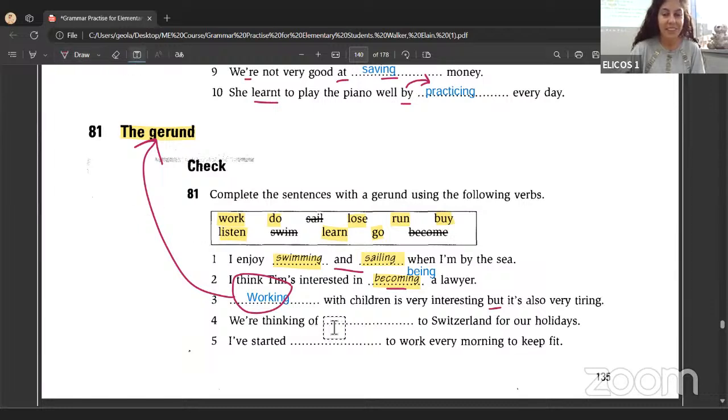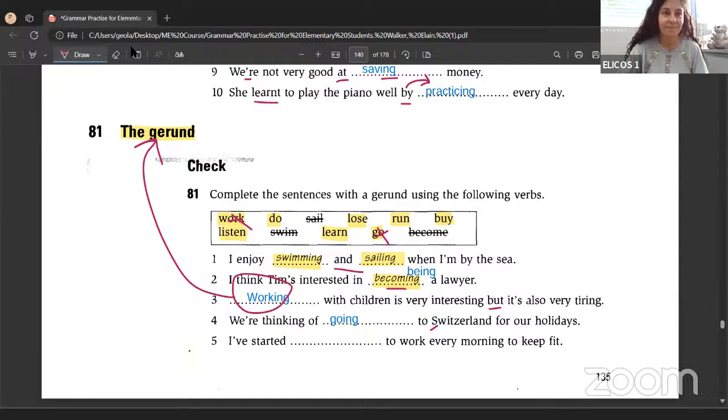Okay, number 4. We are thinking of going to Switzerland for our holidays. Yeah, exactly. We're thinking of going. We use the verb go when we go places. So, yep, we're thinking of going to Switzerland for our holidays. Remember, countries, cities, we always capitalize the letter. So that means it's not 100% the plan. We're just thinking. We're not sure yet, but it's an idea where maybe we're thinking of doing this action for our holidays.